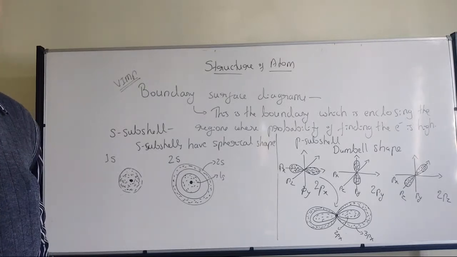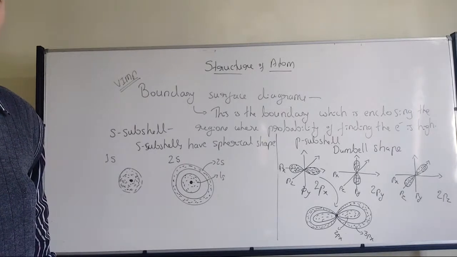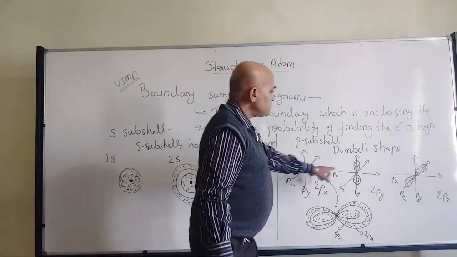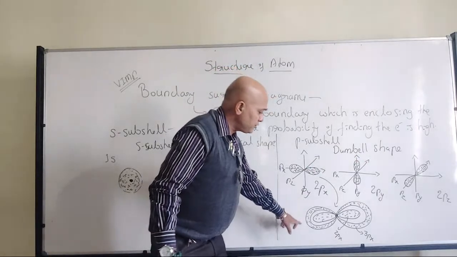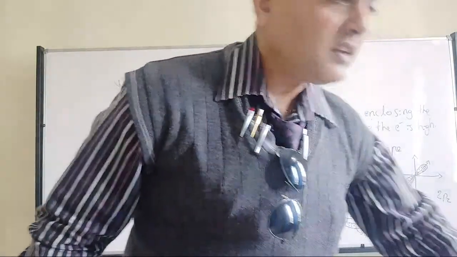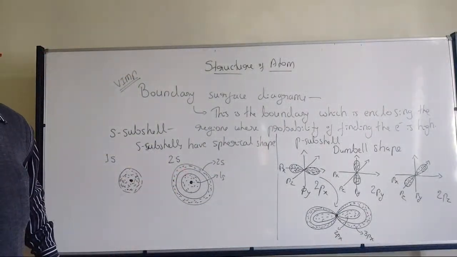All of you have understood? Any doubts? So if they ask to draw the p subshell structure, only this much is enough. No need to draw this one. I have drawn that one to explain another concept. That's all. All of you have understood?